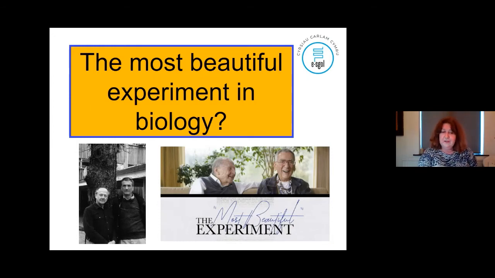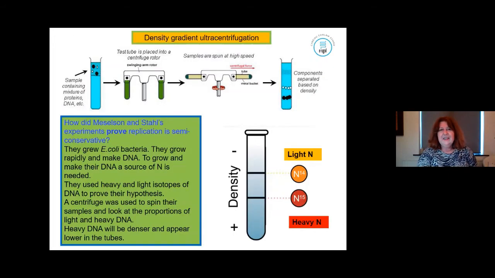And there's a photo there of them back in the day and also very recently. So what did they do then? Well, they set up a series of experiments called density gradient ultracentrifugation. Quite a long word. And actually what you can see here, if I just get my pointer out again, is that they were putting samples of DNA in a tube.